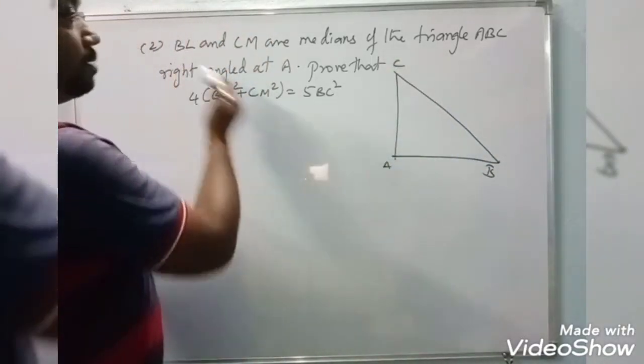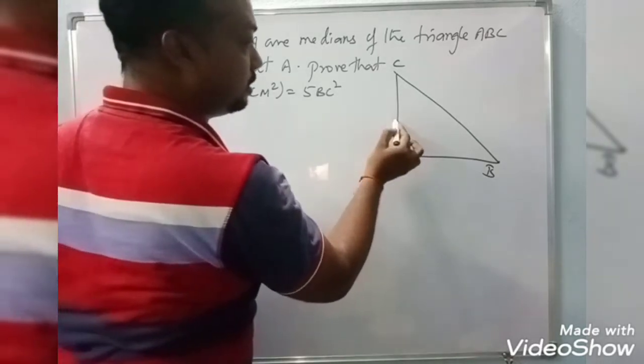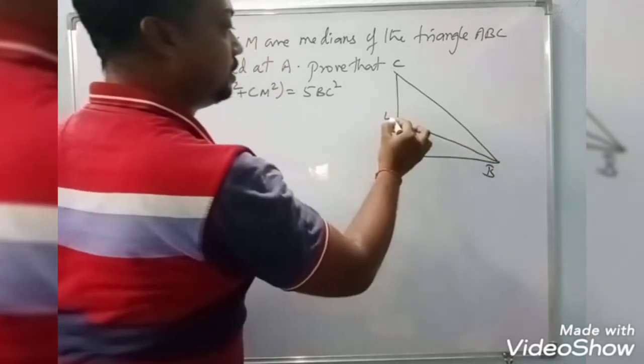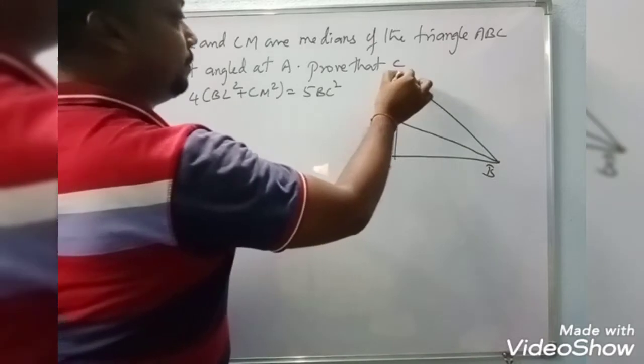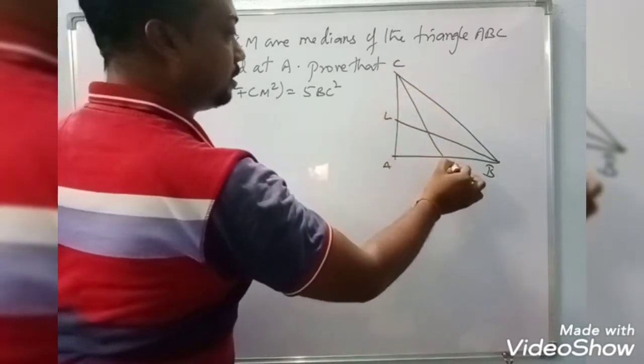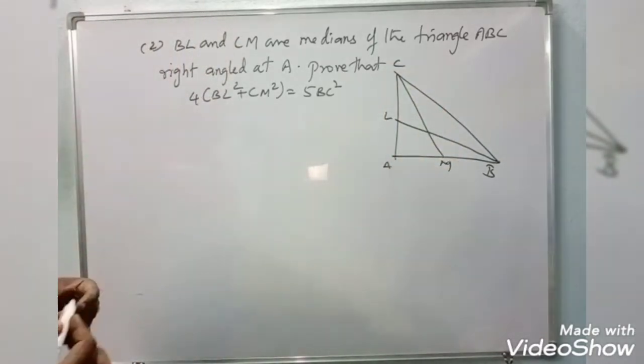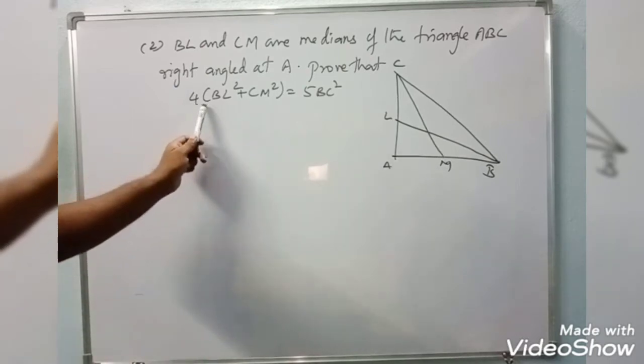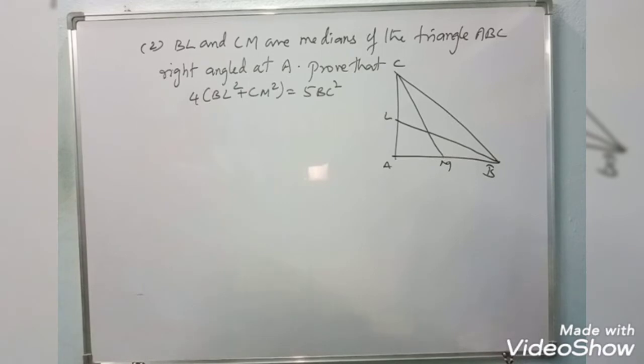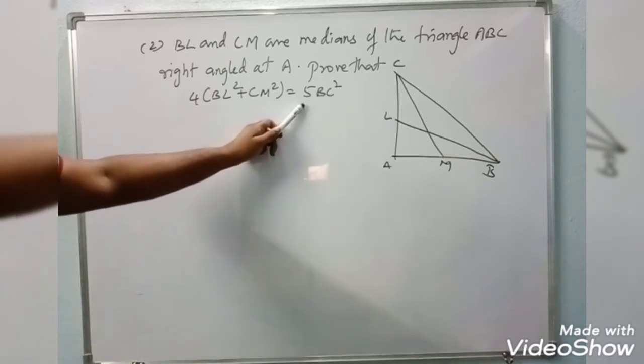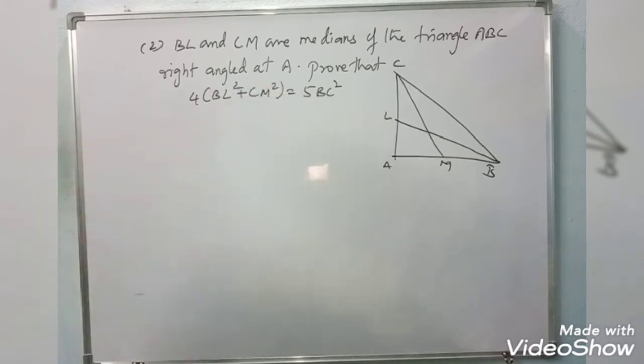Now what is given here? BL. BL means this one. So BL and CM are medians of the triangle ABC. Then we have to prove that 4 times of BL square plus CM square is equal to 5 BC square. Now how to show?